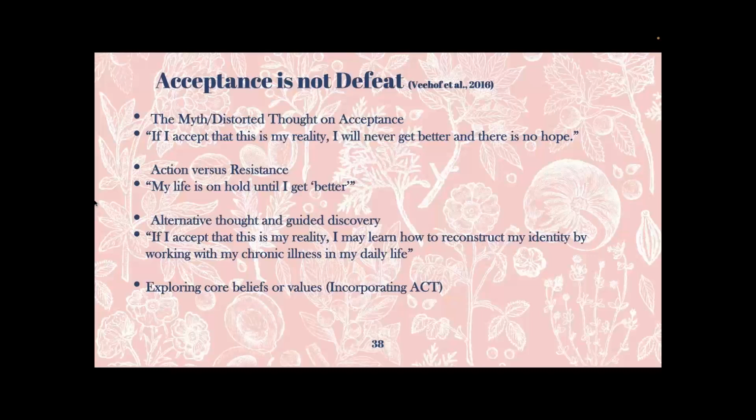And what if it doesn't get better? What if it never gets to the point where you feel no pain? Do we put off living until then? How can we create life and quality and meaning even when we're sick? So an alternative thought that we can have is, if I accept that this is my reality, I may learn how to reconstruct my identity by working with my chronic illness in my daily life.